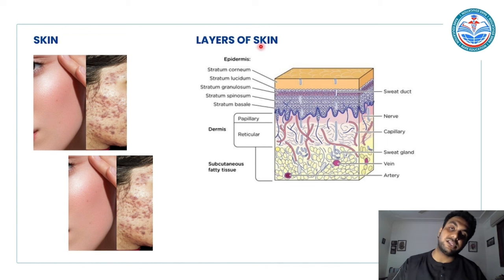Now, there are different layers of skin: epidermis, dermis, and subcutaneous tissue. The epidermis itself has different layers: stratum corneum, lucidum, granulosum, spinosum, and basale. These are from top to bottom. And how do you remember them? There is a mnemonic: come, let's get some burger. Aao burger lene chalte hain. Corneum, lucidum, granulosum, spinosum, basale. You will never forget them in your whole life. You have to really remember it in this sequence, because they might ask you to sequence.